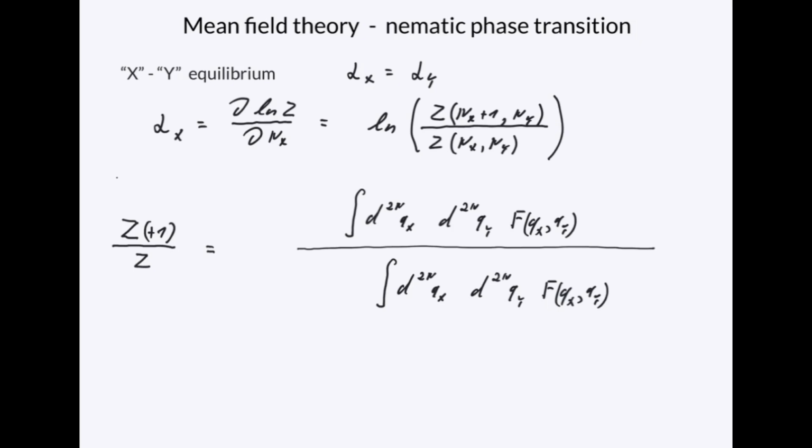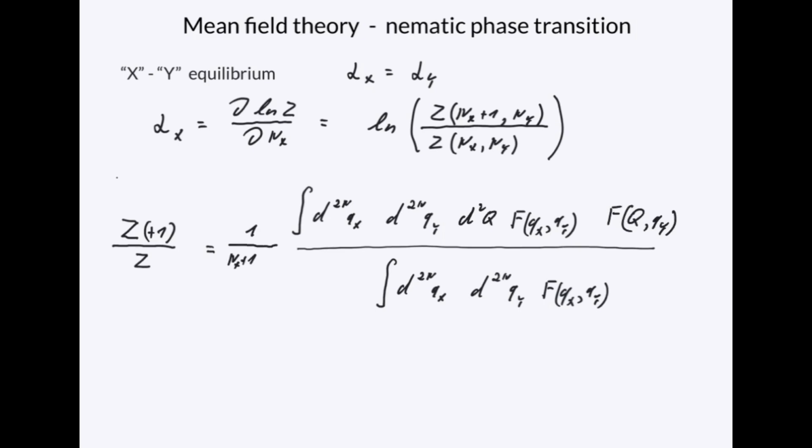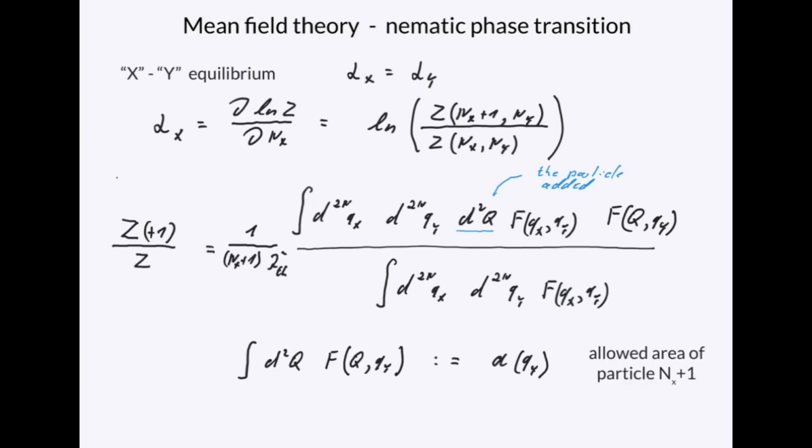Now, Z we already defined using the overlap function. And for Z of plus 1, we still have the same integral, yet we have to extend it with the dimension of the n_x plus 1 particle, which we call capital Q, and the respective overlap function f of capital Q, which depends on the positions of all y particles. The term that we just added, the integral over d2q of f of Q and q_y, is nothing else than the allowed area of particle n_x plus 1. Let's call it a, which only depends on q_y.